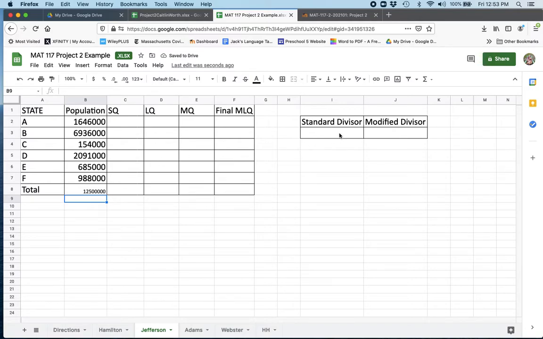12,500,000. Okay, now I do the standard divisor, which is always the total population divided by the number of seats, 250 in this case. Standard divisor is 50,000. Standard quotas are the state's population divided by the standard divisor. And I have to make sure to put some dollar signs around the standard divisor.